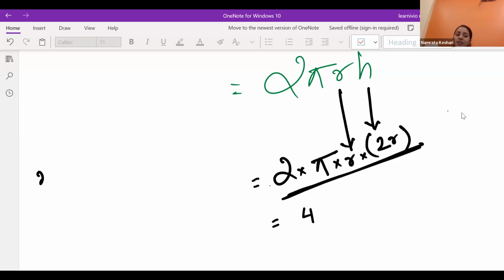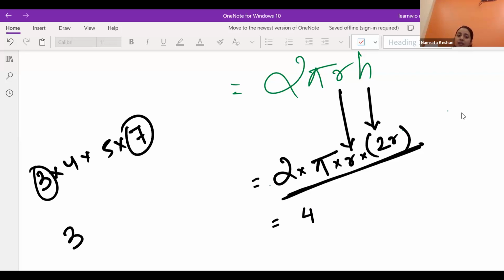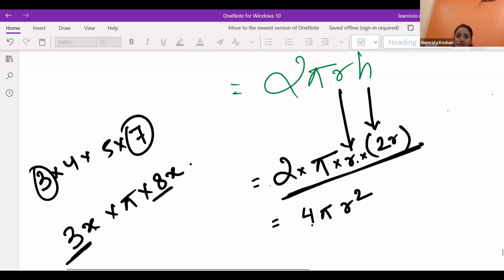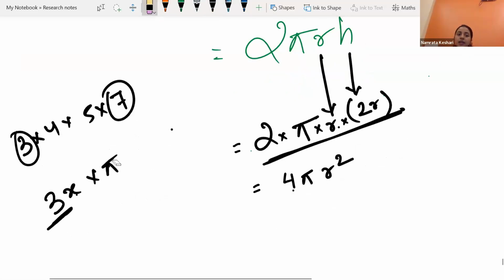Suppose you have a multiplication 3 into 4 into 5 into 7, you can multiply 3 with 7. If you have 3x into maybe pi into 8x, you can multiply this 3 with 8. All are in multiplication, that's why we are doing so. And x with x we can multiply. Similarly, 2 into 2 is 4, pi will remain pi, and one r, another r, that means r square. 4 pi r square we are getting, right? Yes, ma'am.